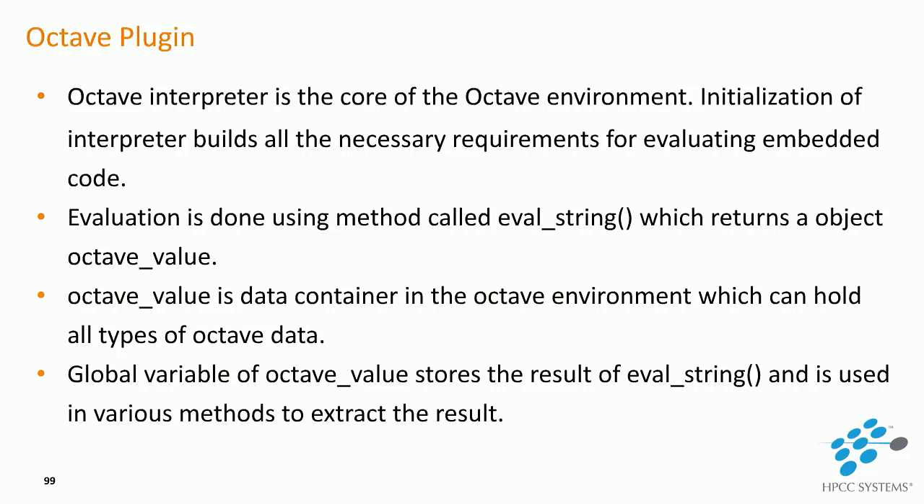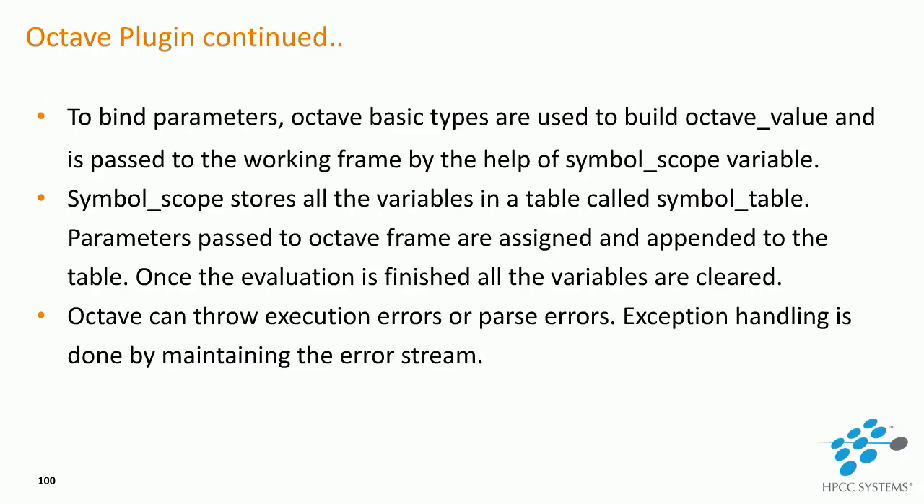So how does the plugin work? I evaluate the embedded code within Octave. I store the result in a global variable and then pass the variable among the methods of the wrapper class. This is how I extract the result from the evaluated code. To bind the parameters, I build an object of Octave value and pass it to the Octave interpreter. In the interpreter, I use a reference of symbol scope. Symbol scope maintains something called a symbol table, where all the variables are kept. I append the variables to the symbol table, which adds the variables to the working frame, and then I evaluate it and clear everything.